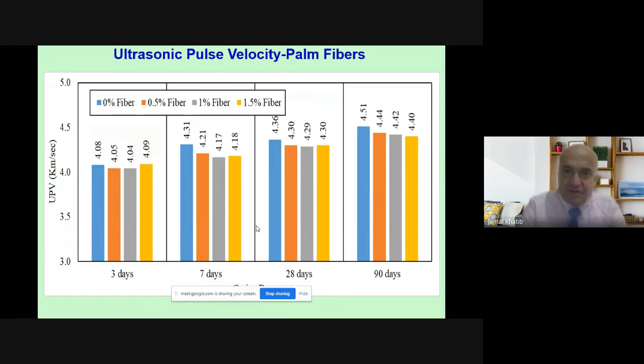Ultrasonic pulse velocity, as you can see, is closely related to compressive strength. The higher the strength, the higher the pulse velocity. The lower the strength, obviously, the lower the pulse velocity, but to a lower extent. You can see it more in compressive strength. You can see more reduction as we increase the fiber content. But here as well, you can see reduction.